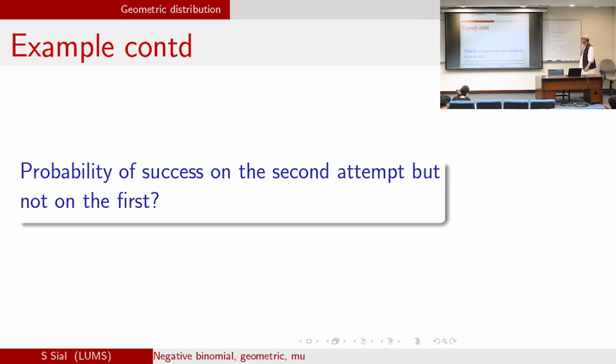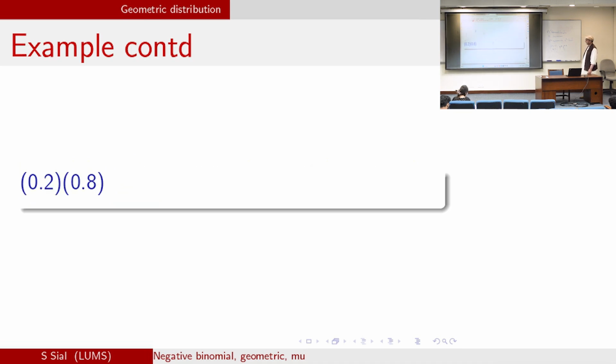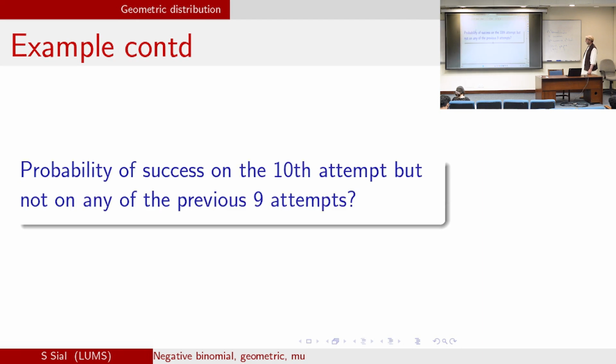So 0.2 times 0.8. Okay. What's the probability it's going to take 10 attempts? Yeah. So I need the sequence failure, failure, failure, failure, 9 failures, followed by success. They're independent, so I can just multiply the probabilities. So q to the 9 times p. 0.2 to the 9 times p equals 0.8.